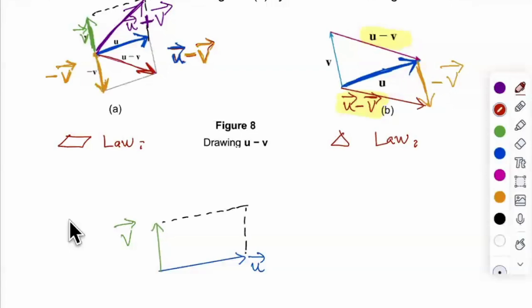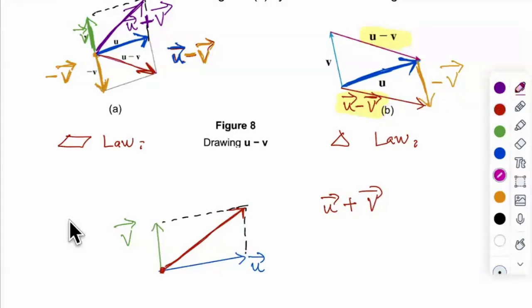U plus v will go from here to here, right? It's this diagonal. Do you guys agree? Okay, so this one over here is u plus v. That's the one. Now, what about u minus v? U minus v is actually the other one.